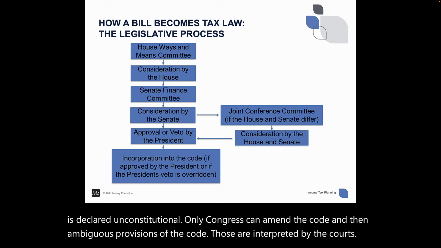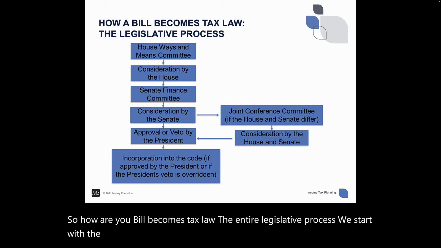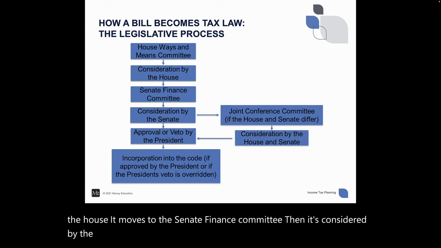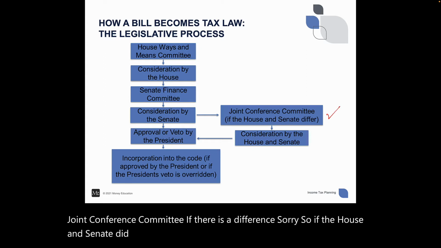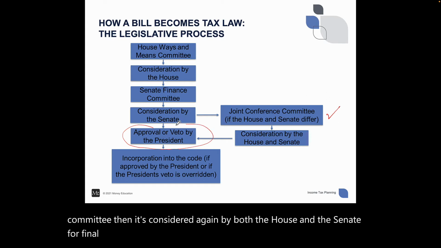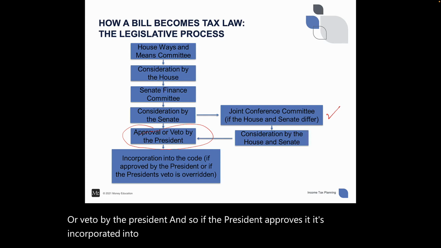So how a bill becomes tax law, the entire legislative process. We start with the House Ways and Means Committee, then the bill is considered by the House, it moves to the Senate Finance Committee, then it's considered by the Senate, and in the consideration of the Senate, it might go to the Joint Conference Committee if there is a difference. If the House and Senate did not agree, it would move towards that Joint Conference Committee, then it's considered again by both the House and the Senate for final approval or veto by the president. If the president approves it, it's incorporated into the code. But if the president vetoes it, then it can be overridden.